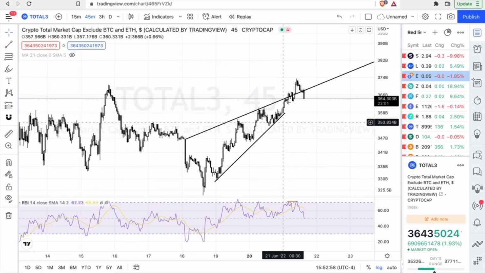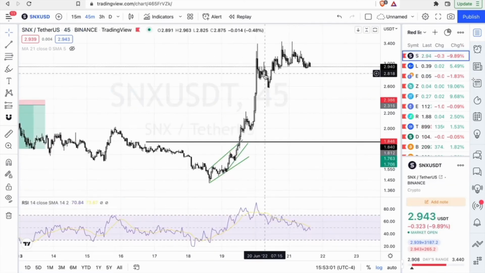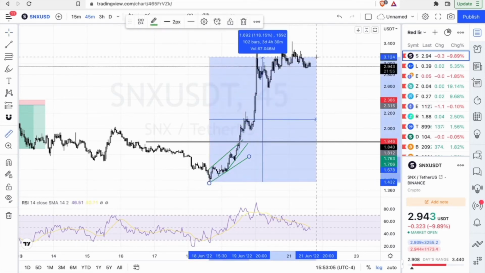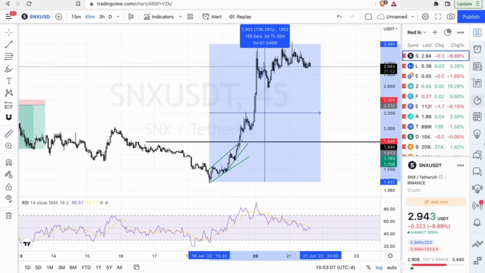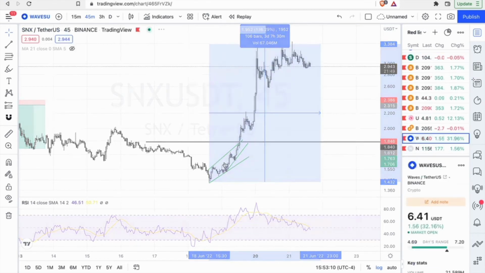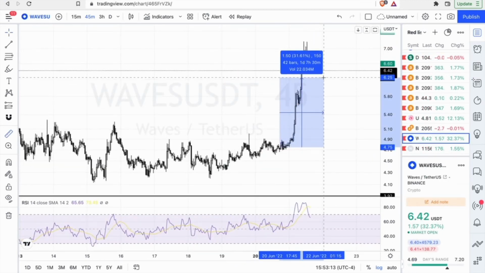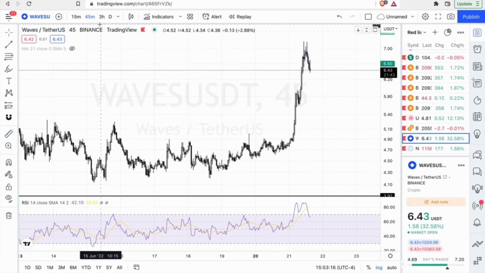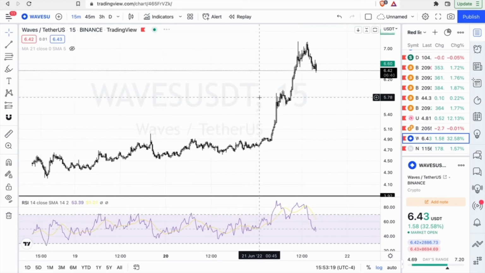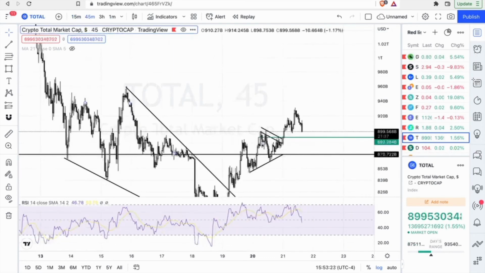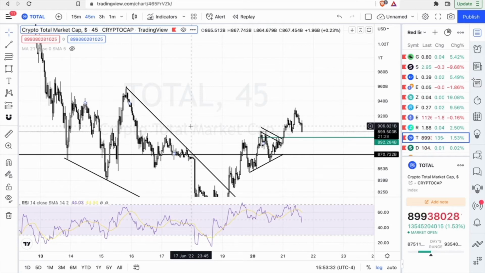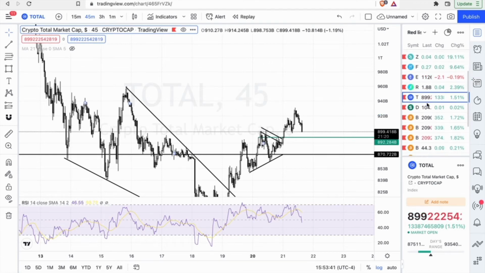But that's why you see SNX pumping almost 100%, 120%. That's why we see waves, even from this morning, doing a 40% gain. So there are discrepancies in the markets that we have to pick up on. Notice, why are alts pumping so hard when Bitcoin is still at 20K? It just doesn't make sense, unless that's the strongest altcoin in the market, and that's ETH. So it's not the strongest altcoin in the market.